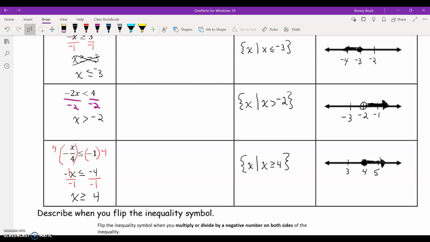So let's review these last 3 examples where I divided by a negative number on both sides. Now in example number 3 here, I really could have multiplied by -4 on both sides and gotten my solution.